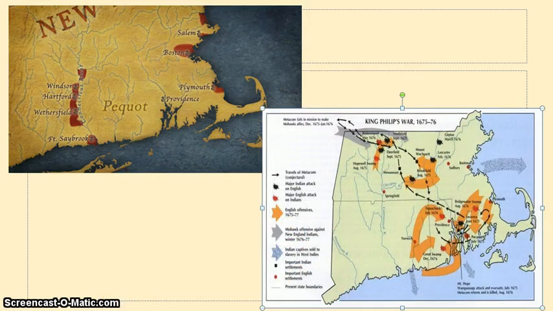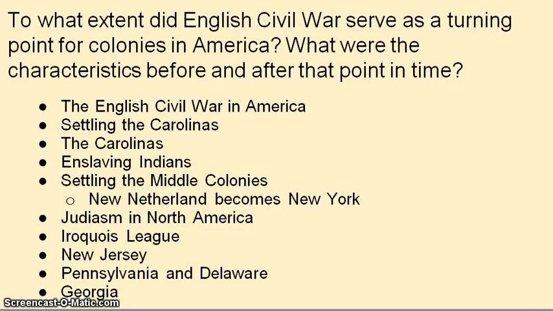There we go. Okay, so to what extent did the English Civil War serve as a turning point, and what characteristics were there before and after that? The English Civil War, as it affected America: by 1640, English settlers in New England and the Chesapeake had established basically two great presences, and the Dutch were in between.